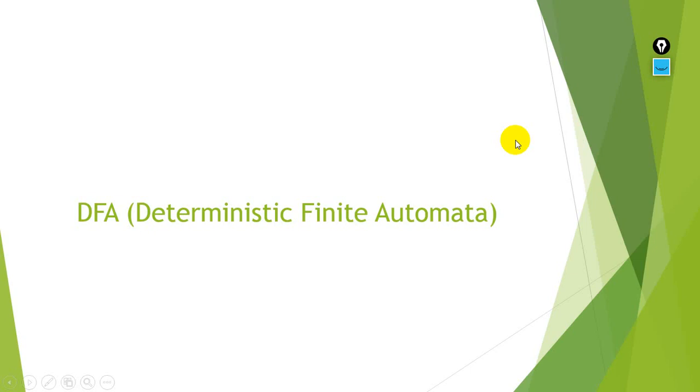Bismillahirrahmanirrahim. Dear students, in the previous class I explained the Kleene theorem, its three parts, and I have also proved all those parts. Now in this lecture we will discuss the DFA, or deterministic finite automata.